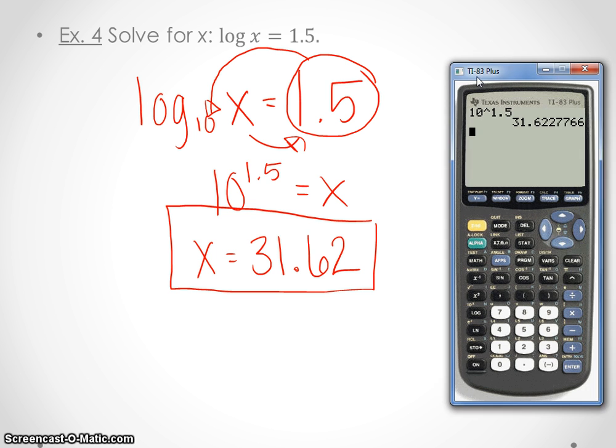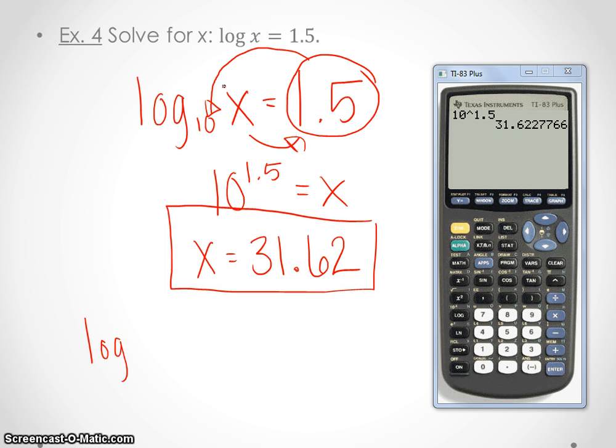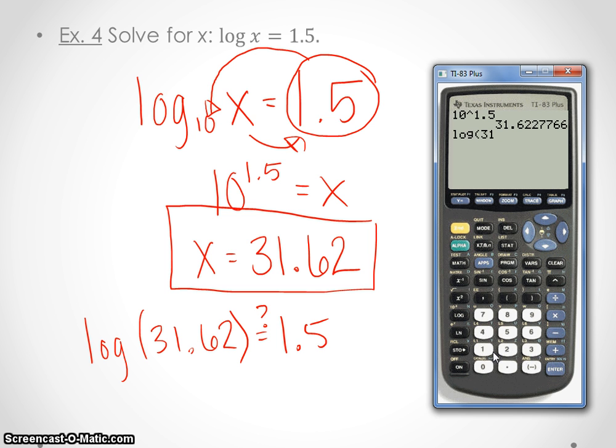We can always go back and check this. So do it the other way. If we plug it back in, the log of 31.62 should give us 1.5. Does it, is the question. Now this is rounded, so it's not going to give us exactly 1.5. So let's forget that, delete all that out. Let's pull our answer. So log of the second answer should give us exactly 1.5, and it does.